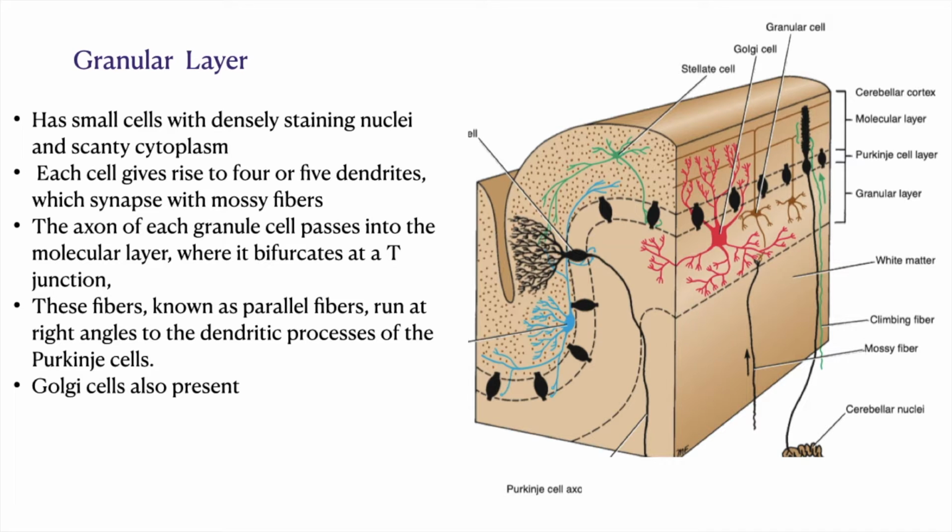The granular layer has small cells with densely staining nuclei and scanty cytoplasm. Each cell gives rise to 4 or 5 dendrites which synapse with mossy fibers. The axon of each granule cell passes into the molecular layer where it bifurcates at a T-junction. These fibers are called parallel fibers and they run at right angles to the dendritic processes of the Purkinje cells. Golgi cells are also present in the granular layer.